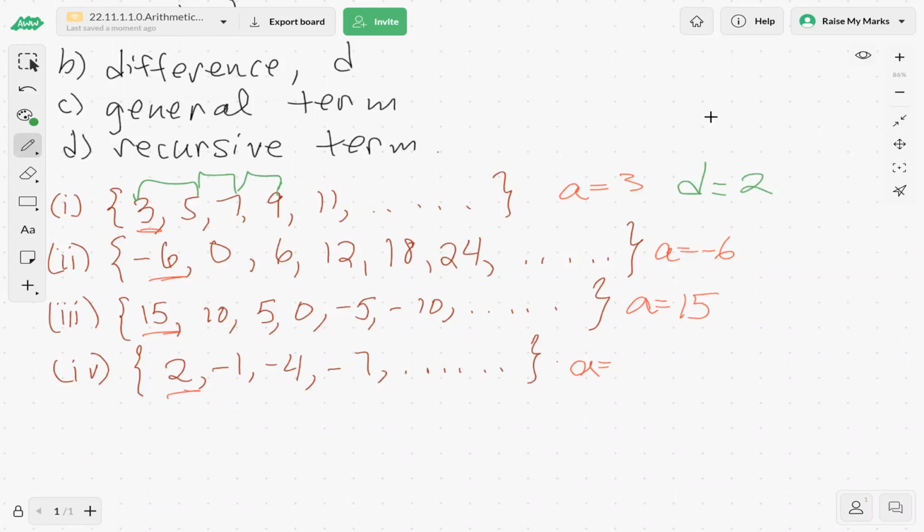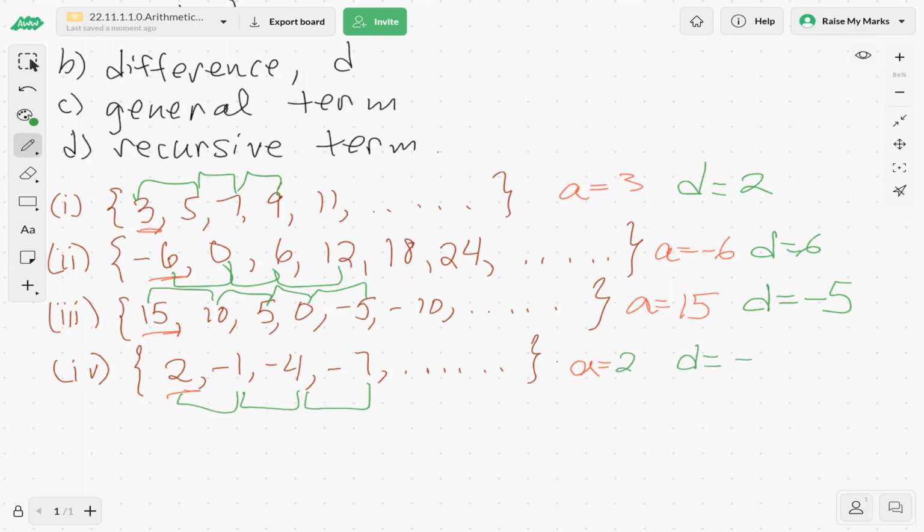Second sequence, what's the difference? We're going up by 6s. D equals 6. Our third sequence looks like we're going down by 5, so D is -5. Finally, our fourth sequence looks like we're going down by 3s. A is 2. D is -3.